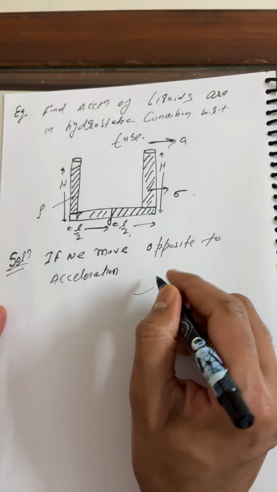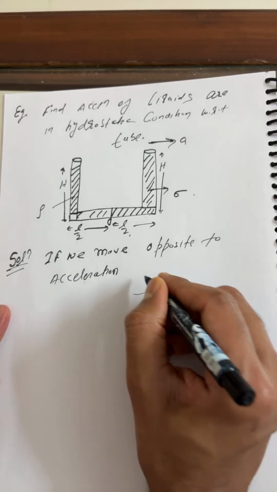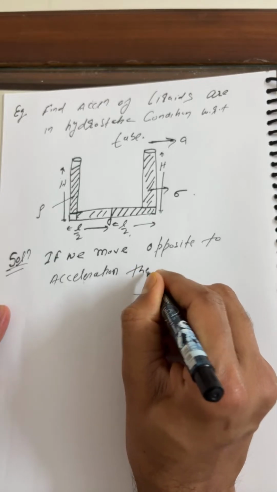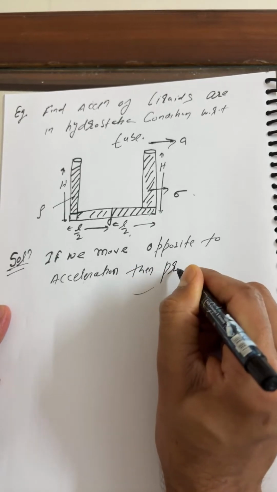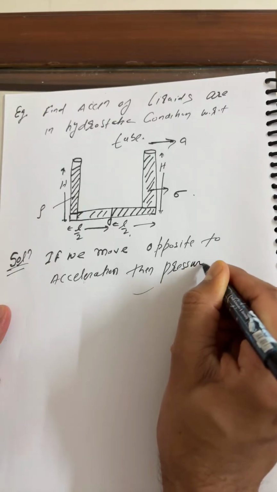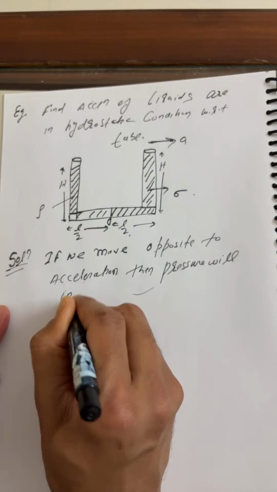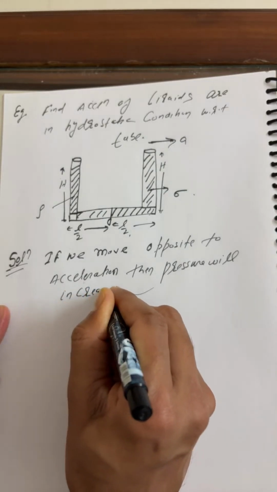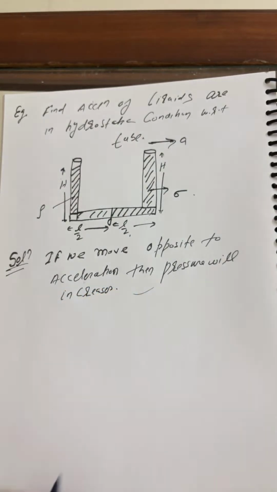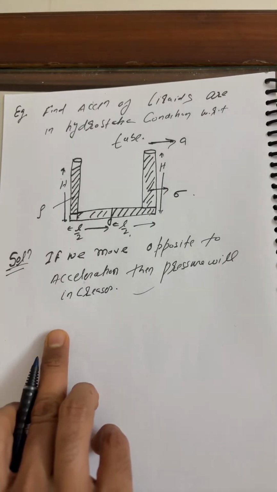Opposite to acceleration, then pressure will increase. Then, beta, what can you say? Pressure will increase, beta. This is the concept which you can apply over here.